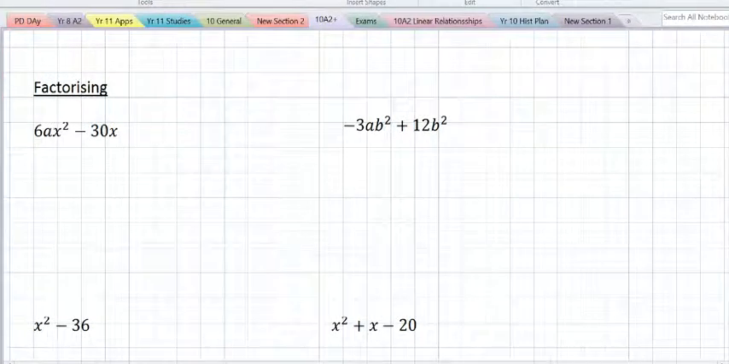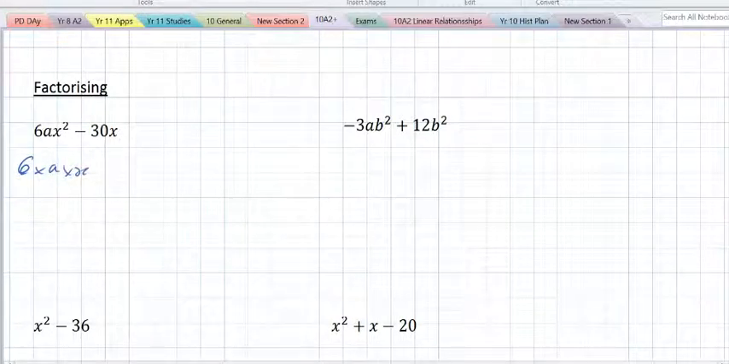Here we go. Factorising. Who remembers factorising? Yeah, Bert. Good. Jake, can you give us the first step then? Find the common factor between the numbers. Good. So what's the highest common factor between 6 and 30? 6. You're right. So we write this as 6 times a times x minus 5 times 6 times x.